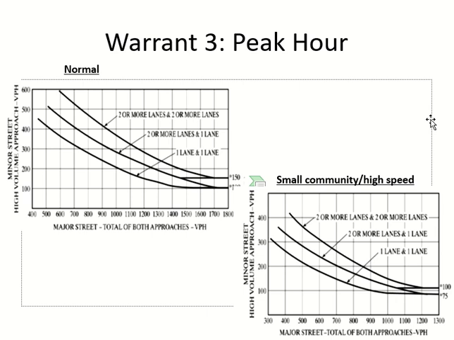Next one, how many hours? Peak hour. Same thing. Normal curve, small town high speed road curve. Pick the curve, number of lanes, plot it. How many points? 1. Only the peak hour. And that point should be above the curve, obviously. On the curve is still allowed. Signal is allowed. Clear?